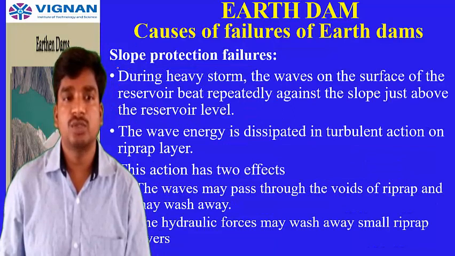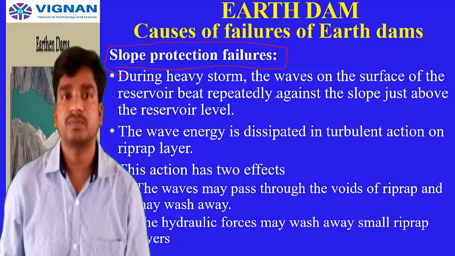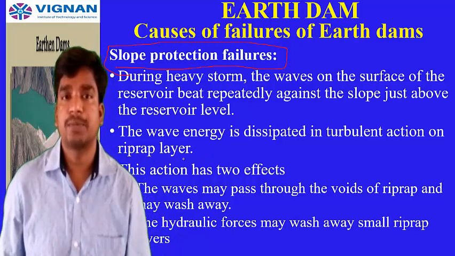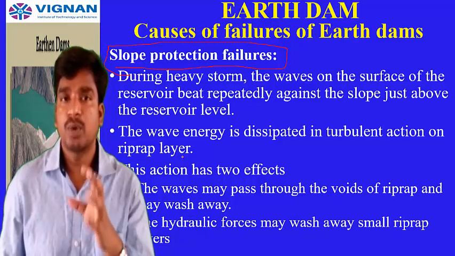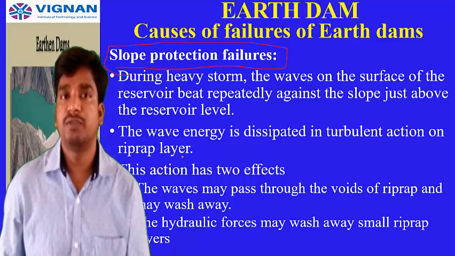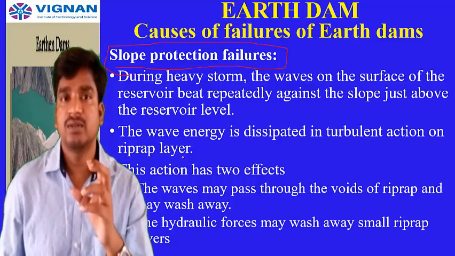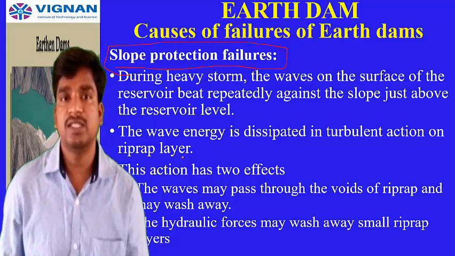Now the next important point is slope protection failures. What is the meaning of this? We will give some kind of riprap layers on the surfaces of the upstream as well as downstream slopes, in order to avoid erosion or to protect the upstream face from different forces like wave forces acting on the upstream side. These layers are constructed using boulder layers with some filling inside.